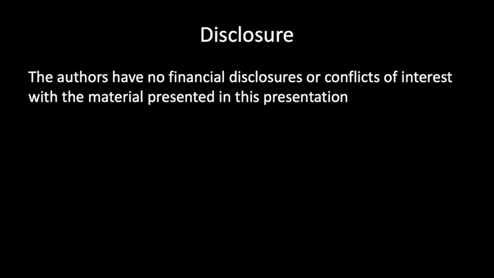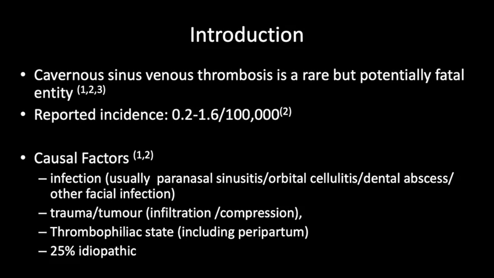None of the authors have any financial disclosures or conflicts of interest. First, just a brief introduction to the topic. So cavernous sinus thrombosis is a rare but potentially fatal entity. It has a very low reported incidence rate of anywhere from 0.2 to 1.6 per 100,000. And as it is so rare, it is actually quite difficult to accurately measure the incidence.